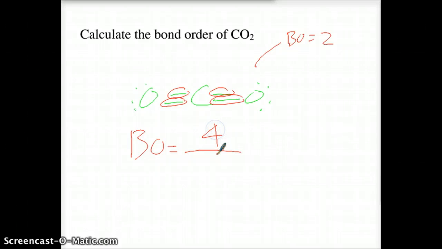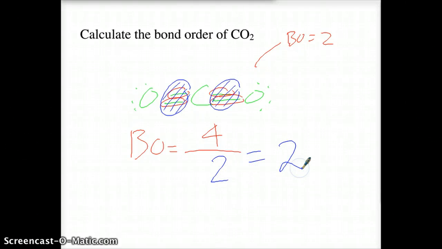How many places could bonds form? How many spaces between atoms do I have? There's 1 space. There's another space. 2 spaces. So 4 divided by 2, that gives me a bond order of 2.